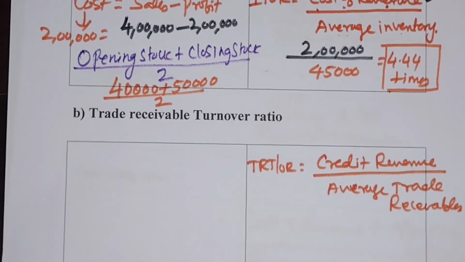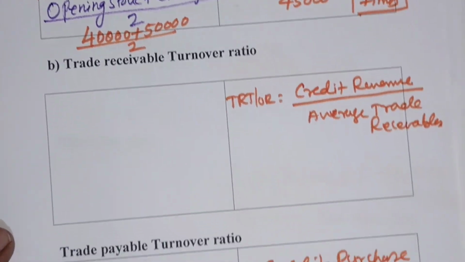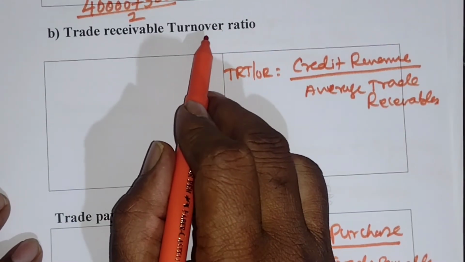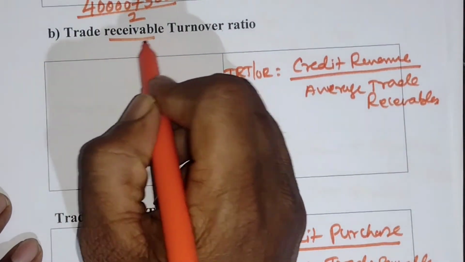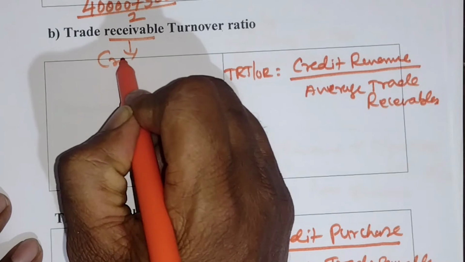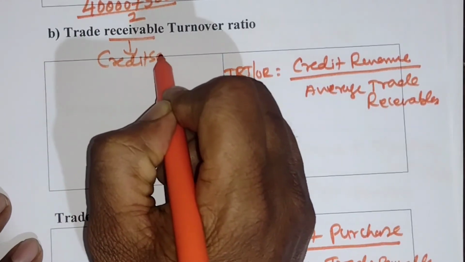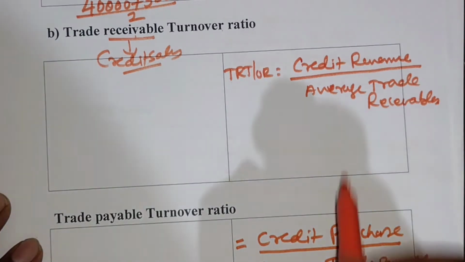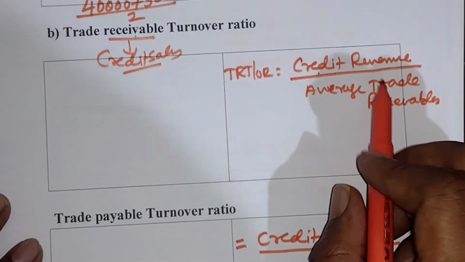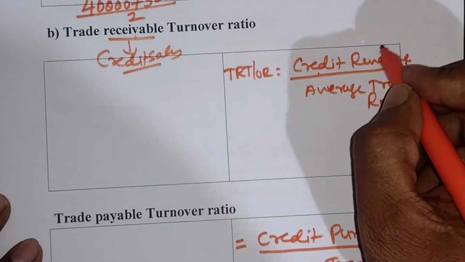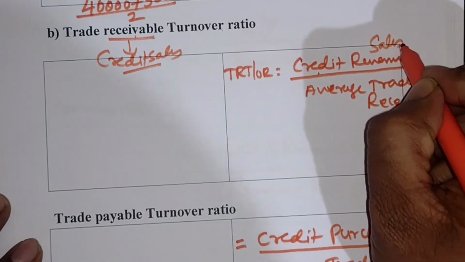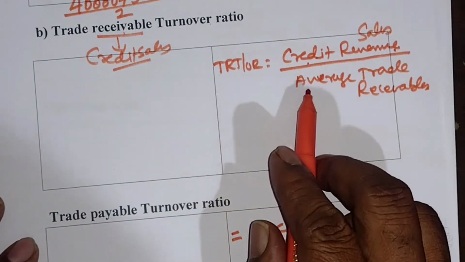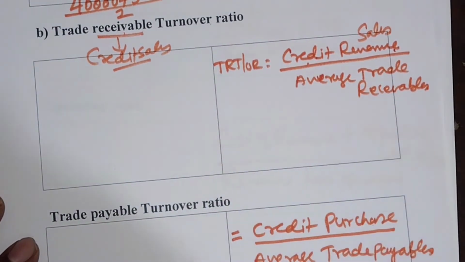Coming to the second one, the trade receivable turnover ratio. Receivable means that when I made the credit sales, then only I should receive. That's the reason our formula is credit revenue. Revenue means sales. I can alternately write it as credit sales, divided by average trade receivables.